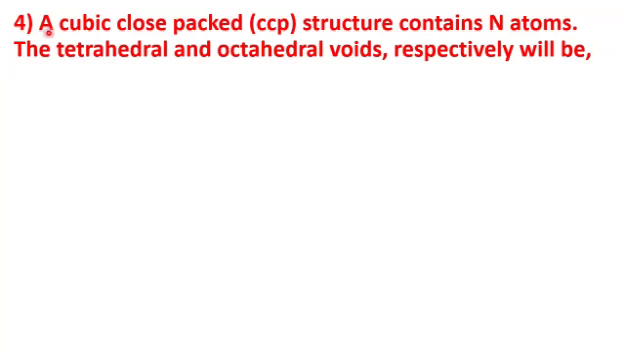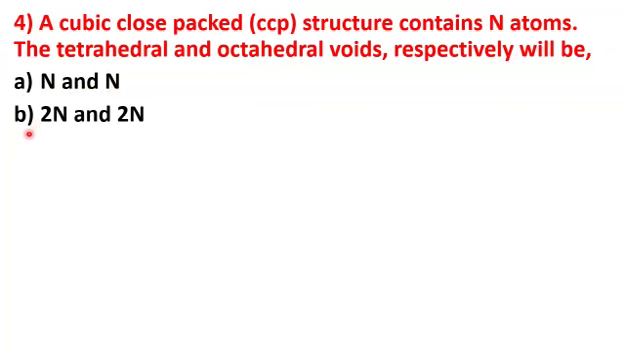Question number 4. A cubic close packed structure contains n number of atoms. The tetrahedral and octahedral voids respectively will be: option A, n and n; option B, 2n and 2n; option C, 2n and n; option D, n and 2n.